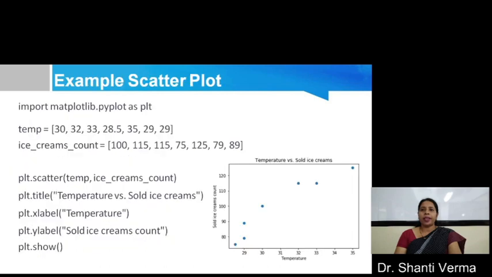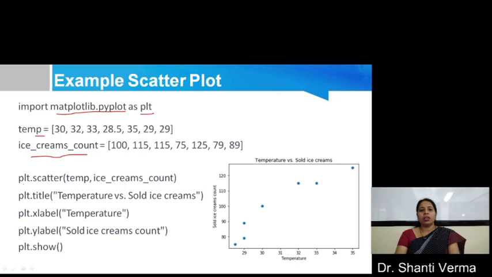Let's take an example. For making a scatter plot, you first have to import the matplotlib library in your Python script. For that, you write import matplotlib.pyplot as plt, where plt is an alias name. Now let's declare an x-axis and y-axis. Here x is the temperature and y is the ice cream count. It should be noted that the number of data points in the x-axis and y-axis should be the same.